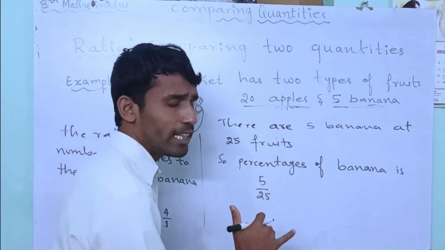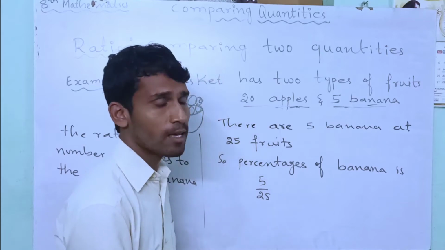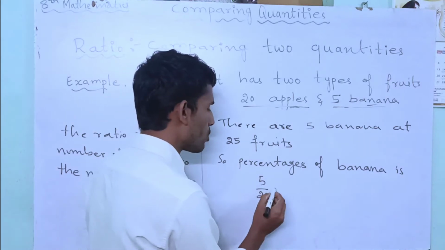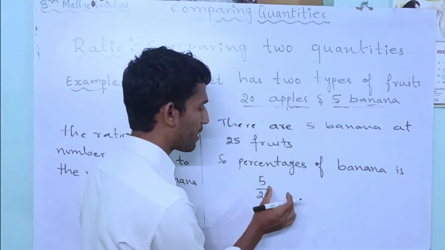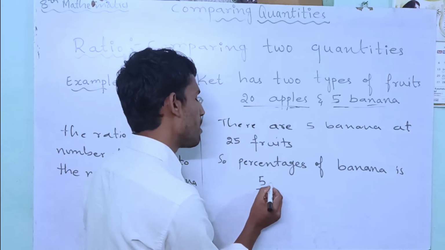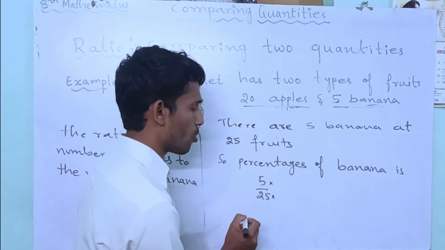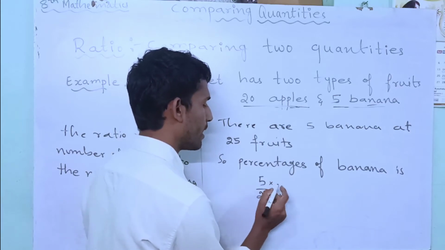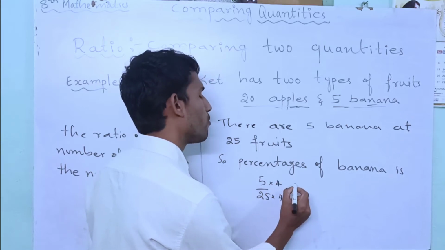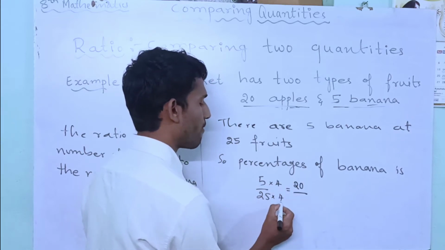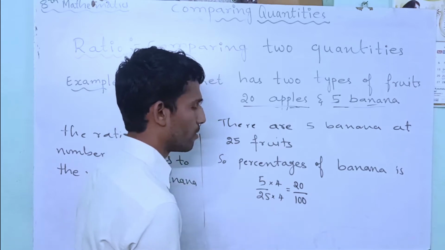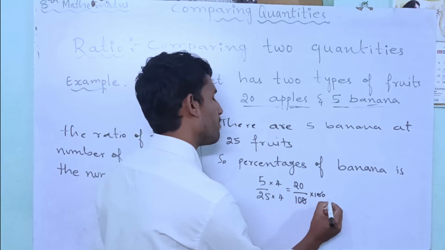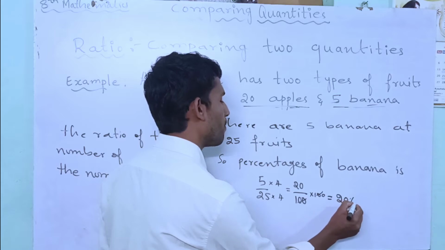Dear students, when converting to a percentage, we have to convert the denominator to 100. So we have to convert 25 into 100. Then we have to multiply the numerator and denominator by the same number. See here, multiplying 25 into 4 and 5 into 4, you get 20 by 100. When converting to a percentage you multiply by 100, which cancels, and you get 20%.